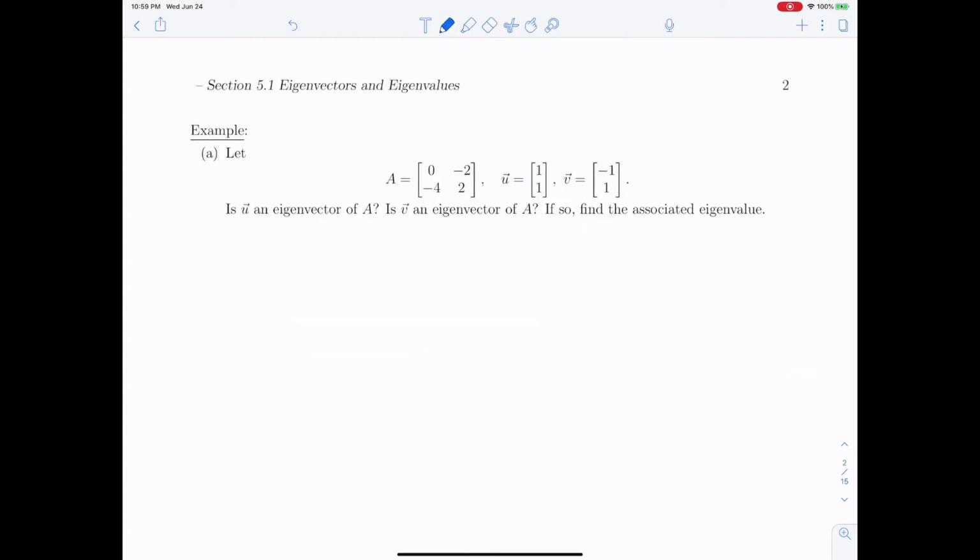Okay, so let's look at another example about eigenvectors. Suppose that A is given by this matrix, and u and v are vectors in R2. Then we want to verify whether these two vectors are eigenvectors for the given matrix. By definition, if you multiply A by u, then we should get a multiple of the vector u. If you calculate this, we get this matrix times (1, 1).